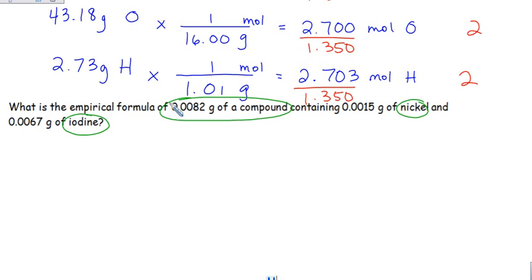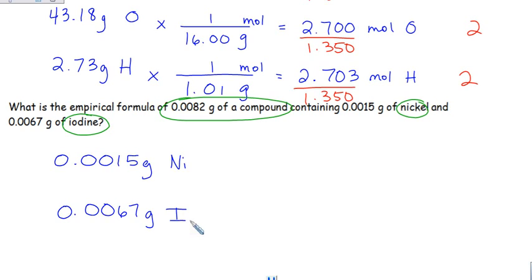Now, we have grams. They're super tiny. But it's okay. I can work with grams. This compound is 0.0015 grams of nickel and 0.0067 grams of iodine.